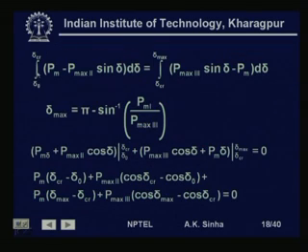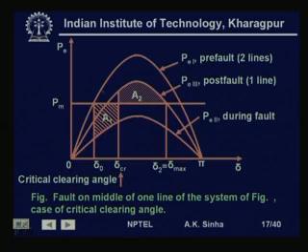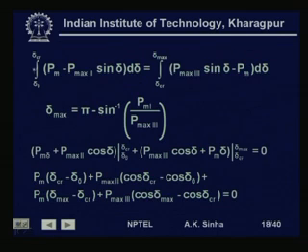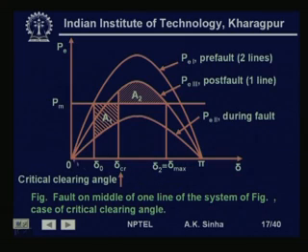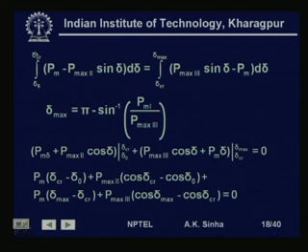So, what we have is the accelerating area equal to Pm minus P max 2 sin delta. This is this characteristic. So above this, all this area that we are talking about, Pm minus P max 2 sin delta d delta, integrated from which point? From delta 0, this angle, up to this angle delta Cr. So, delta 0 to delta Cr.